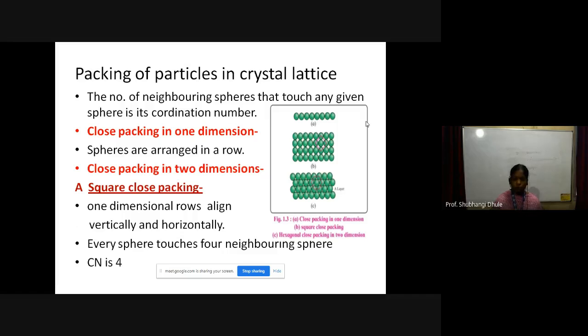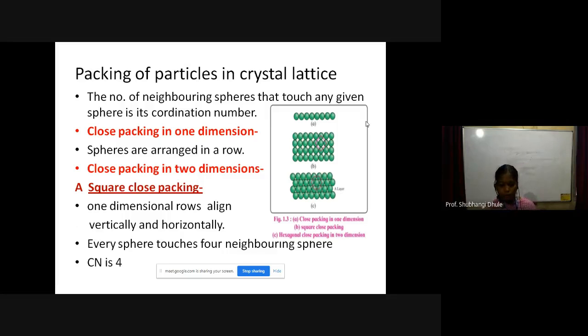Concentrate on the first row in image B. This is the first row, and the alignment of the second row is the same as that of the first row. If the alignment is the same, either vertically or horizontally, then this kind of packing is called square close packing. This alignment is the same as A, so it is also called A type of alignment.